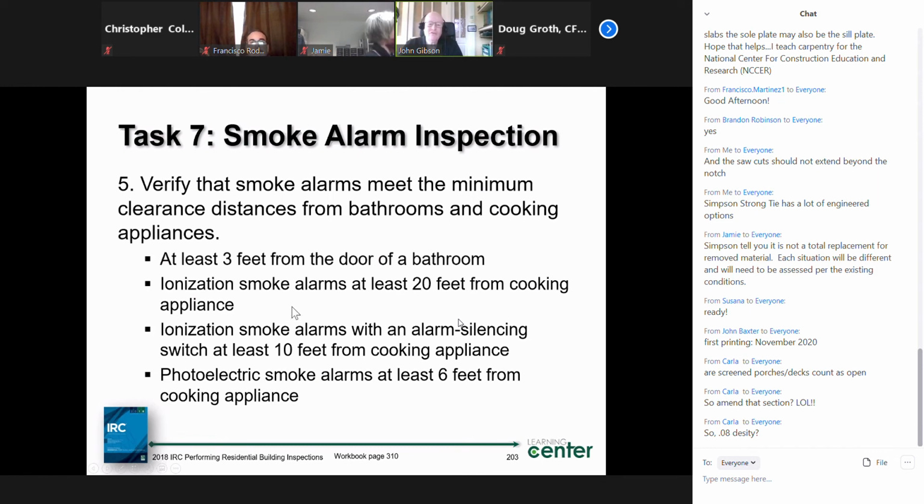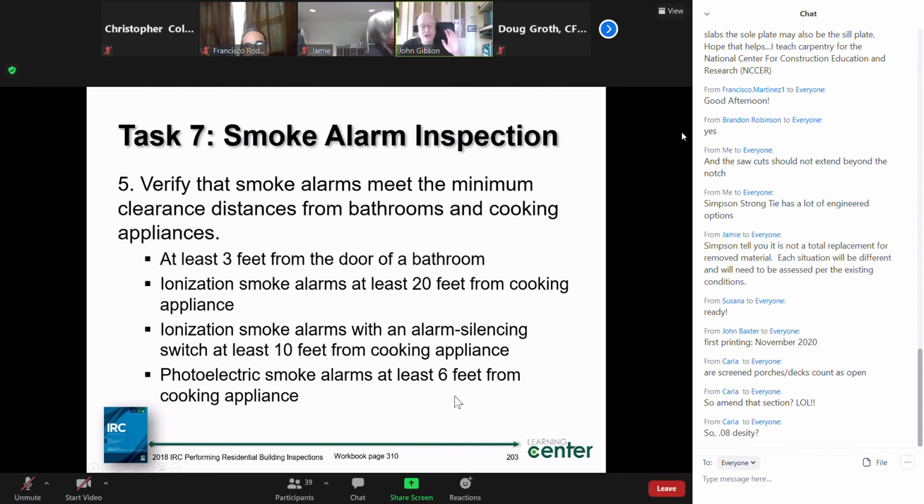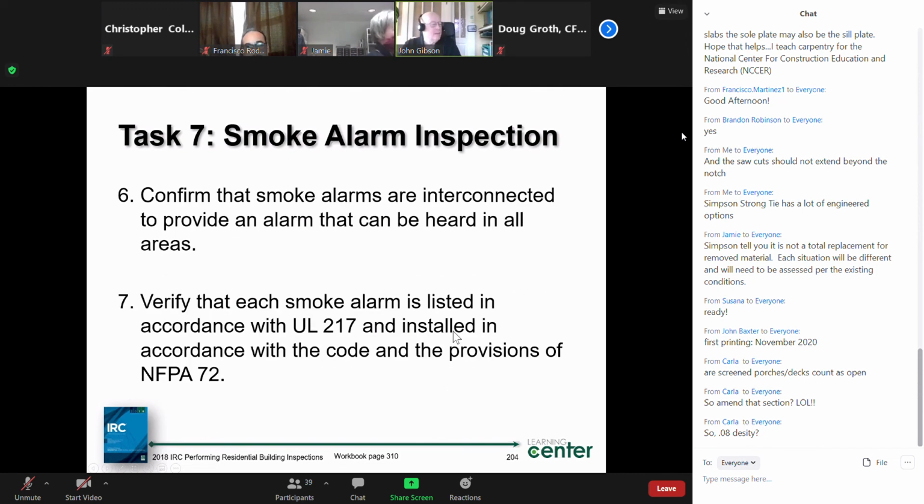We also don't want false alarming. And so what happens there is we will go and look for staying 3 feet from the bathroom door if possible. If not, then ignore it if it puts us too far away from the bedrooms, for example. We also want to stay 20 feet from cooking appliances if it's an ionization detection. If it has a silencing switch on that ionization alarm, then it can be 10 feet. If we're using photoelectric, we can be as close as 6 feet from the cooking appliance. And that's just to prevent the false alarm aspect, in which case you're going to ignore it. So again, keep those in mind.